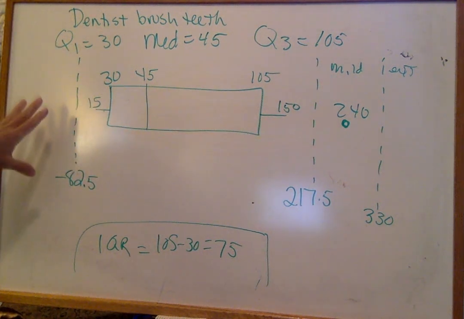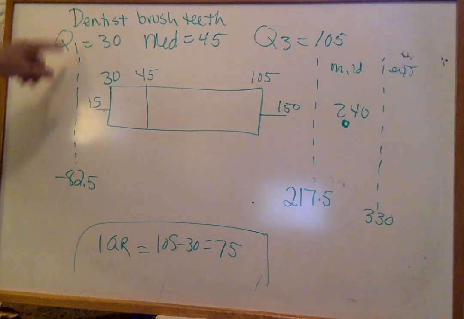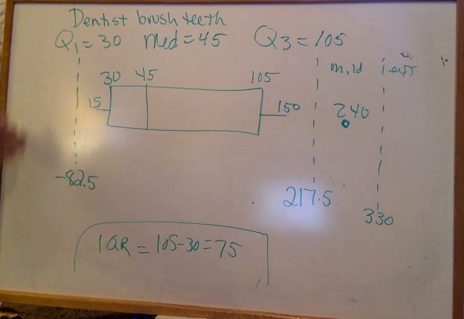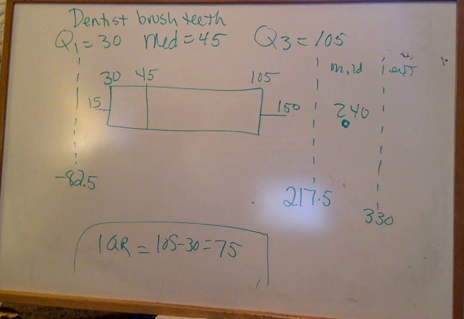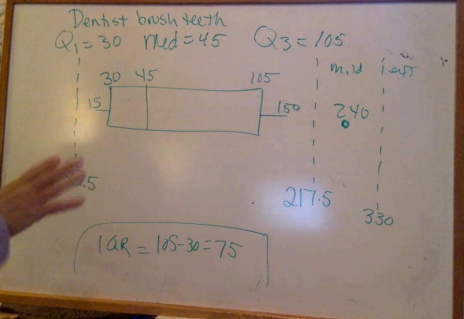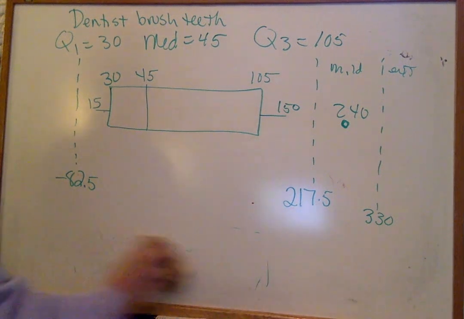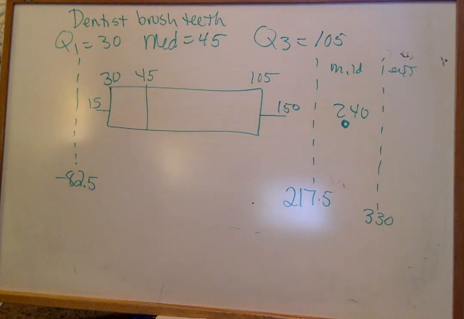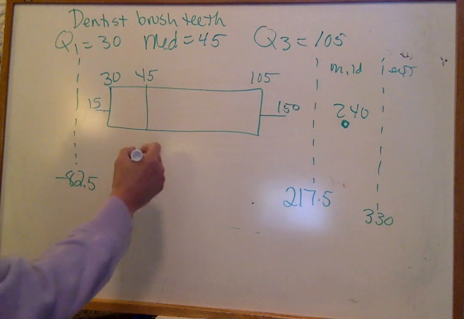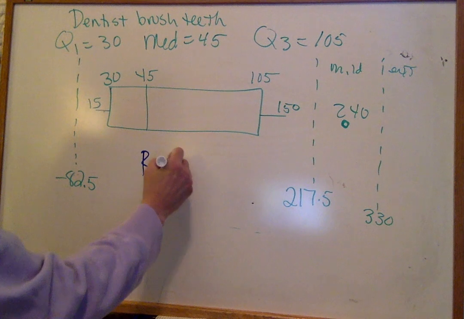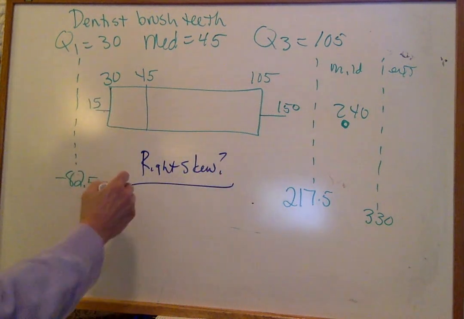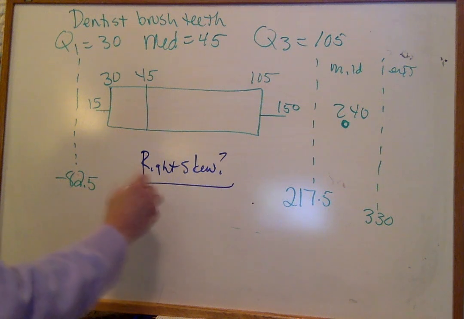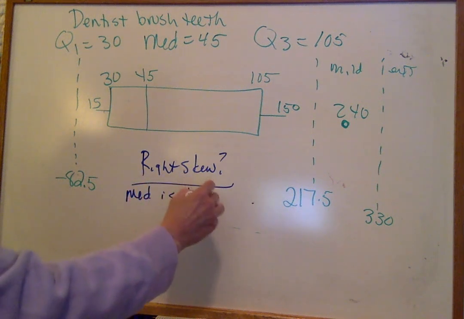Over here on the left, again, as usual, it goes negative, so I don't need to check the second fence. So actually, the whisker comes down to the minimum. So that is the complete box plot. But let's talk about skew now. Let's check to see if it's right skew. So yes, the median is left of center.